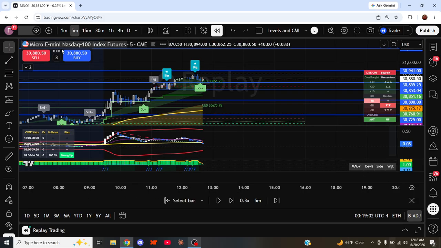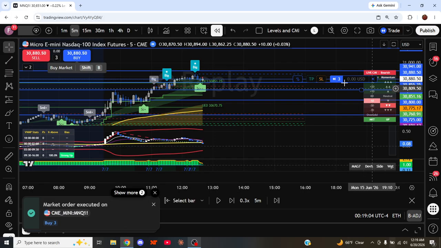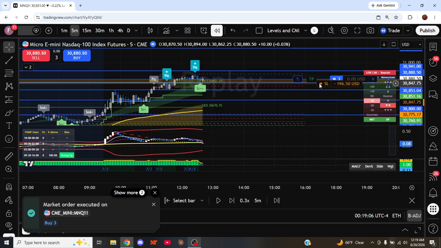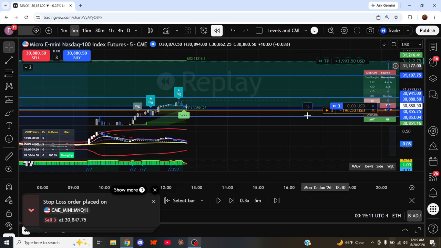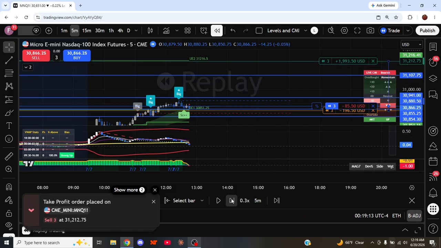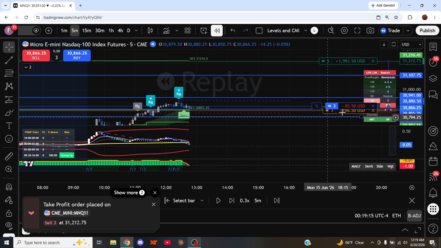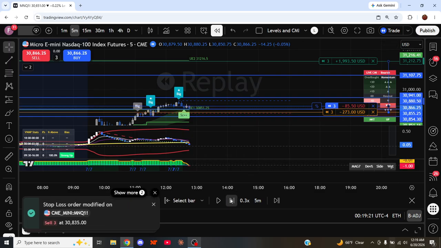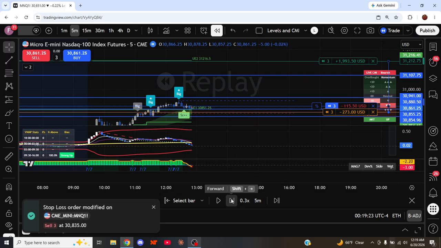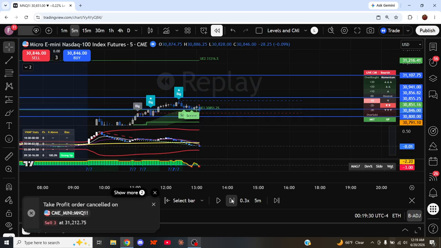All right, there we go. I was looking for a scalp tag. So buy, stop loss, profit. Move that down a little bit. Two tags now. This is an excellent trade. Ah, come on. I still want that trade.